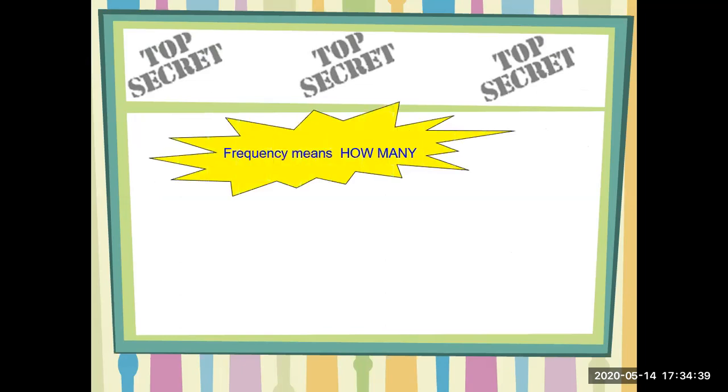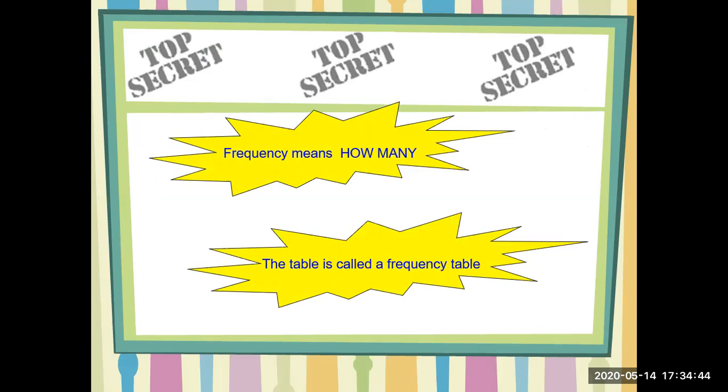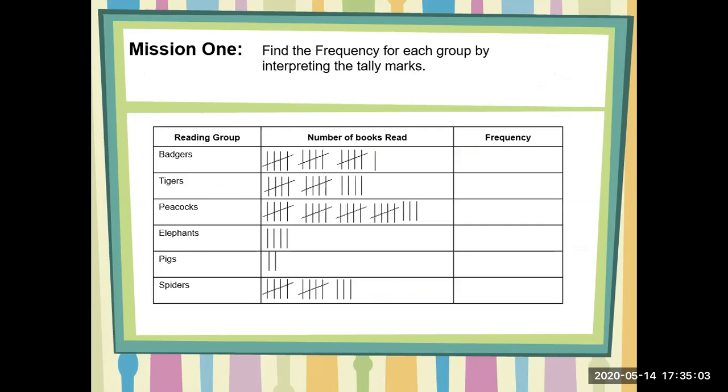Top secrets. Frequency means how many. You guess right? The table is called a frequency table. This message will self-destruct in 5 seconds. 5, 4, 3, 2, 1. Mission 1. Find the frequency for each group by interpreting the tally marks.